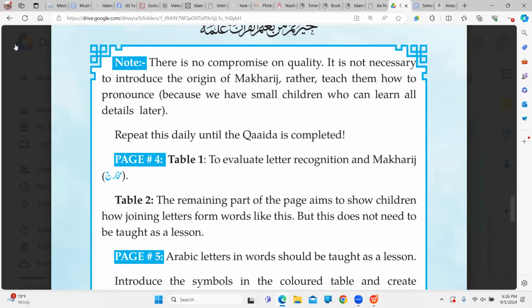Sometimes if they cannot say a word, they have to put fatha before it and put sukun on it, or kasra and sukun, dhamma and sukun. And then like ghain. If they say gain, say no, it's not gain. Say gha, and then slowly the ghain will come out sometimes.